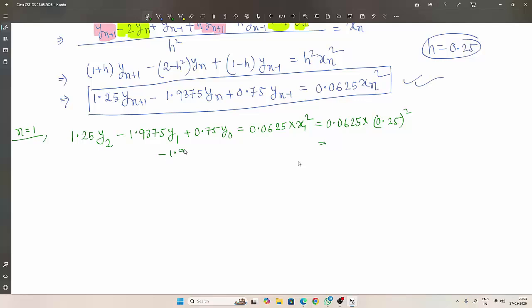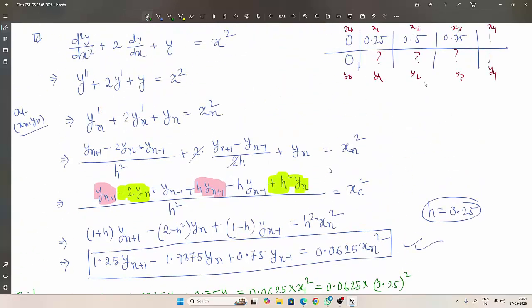I am preparing the left side. So minus 1.9375 y1, y0 is 0, so this part will vanish. Plus 1.25 y2, plus y3 is not present, so I am writing it 0 y3. Now the right hand side. What is the right hand side value? 0.0625 into 0.25 square. It is 0.003906. Actually it shows 3.906 into 10 to the power minus 3. So it is 0.003906. Now similarly put n equal to 2. Is the value of x 0.25 given in the question?